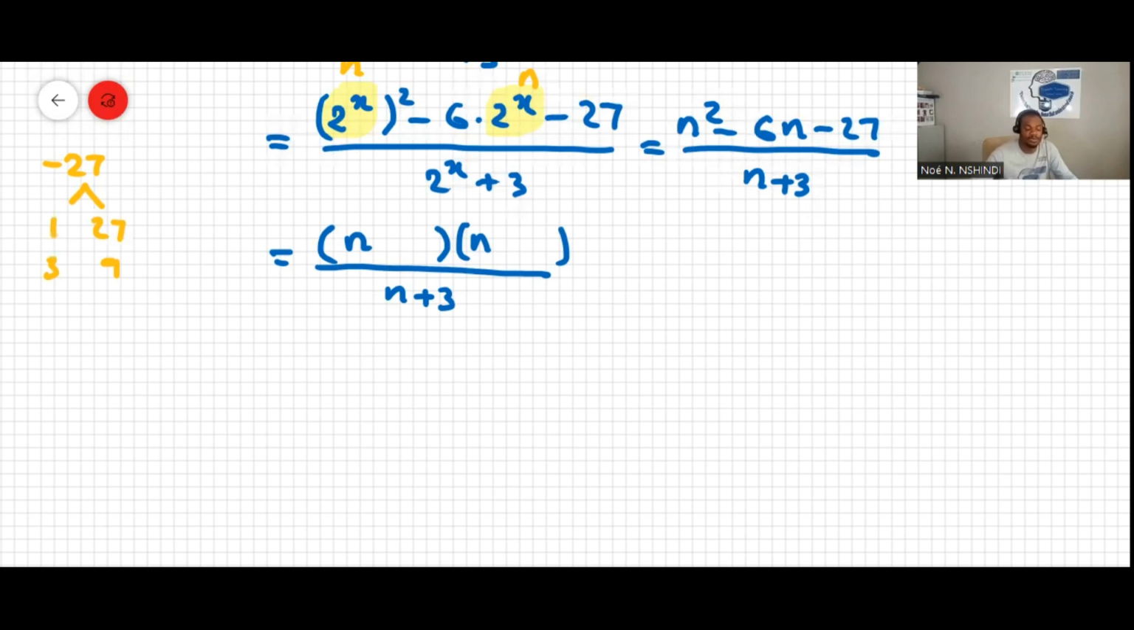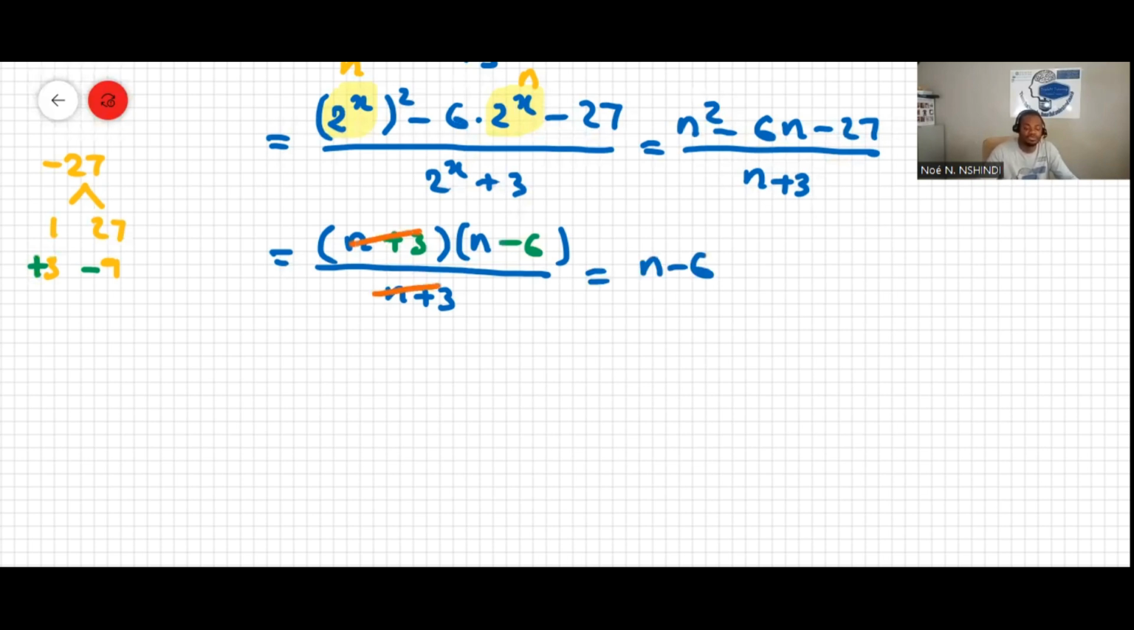You can see that 1 and 27 cannot make 6, but 3 and 9, yes, they can. They can make -6 if this is a positive 3 and that is -9, because 3 minus 9 makes -6. Then you can place positive 3 and -9 wherever you want to place it. Then you can simplify that and that, and then the answer is just n minus 6.